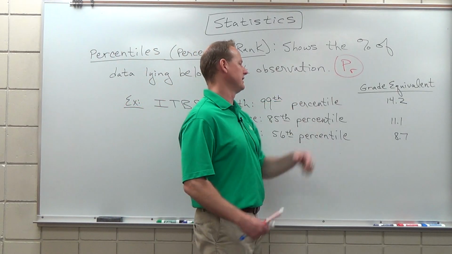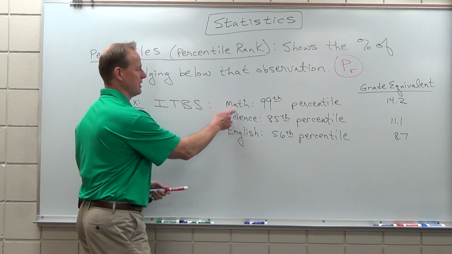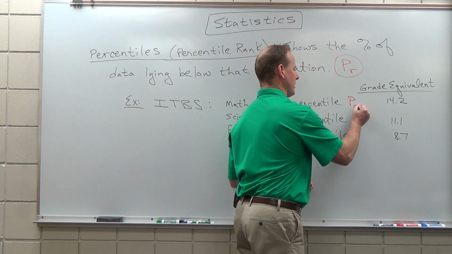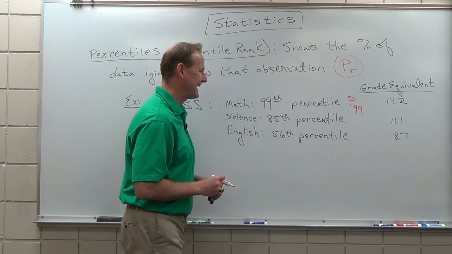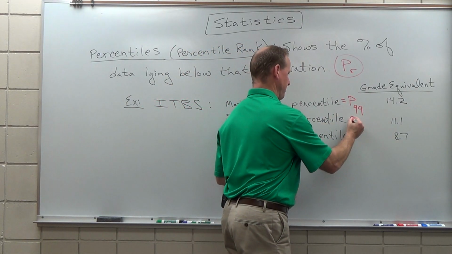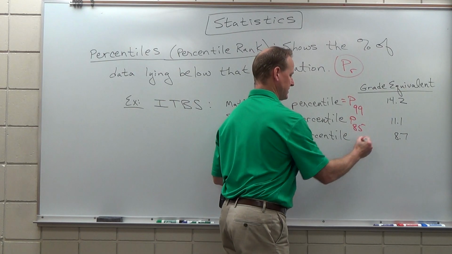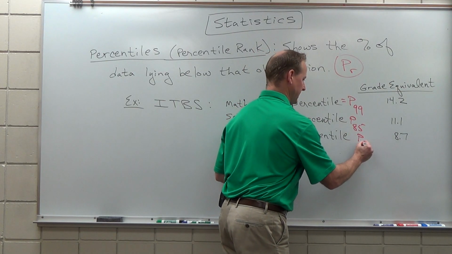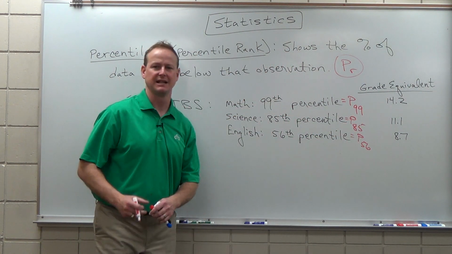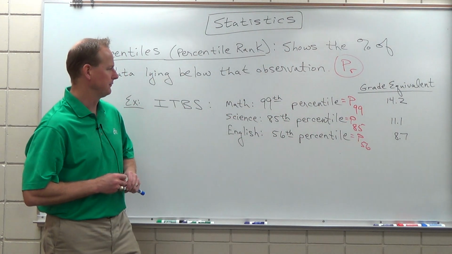So if we come back and put the notation P sub r here for the math score on the 99th percentile, P sub r would be P sub 99 here. And P sub 85 would be the science score, and P sub 56 would be the notation for the percentile that we have here for each one.